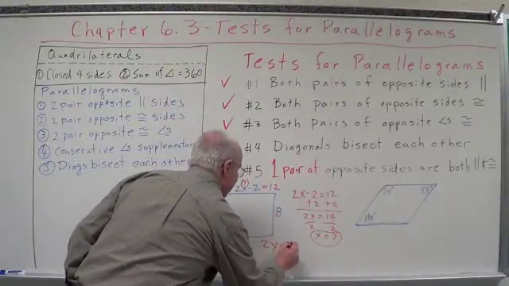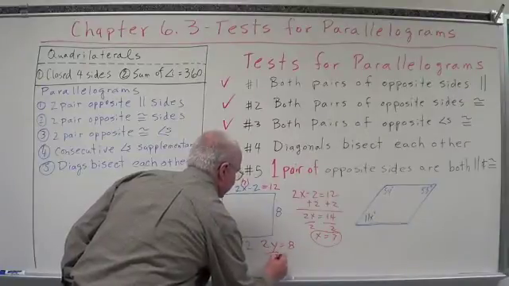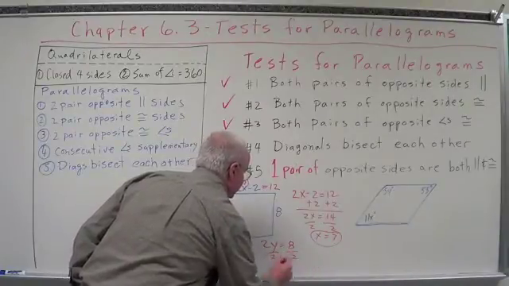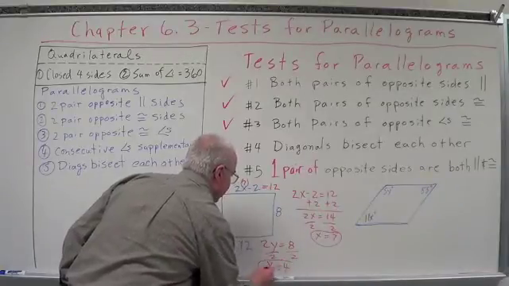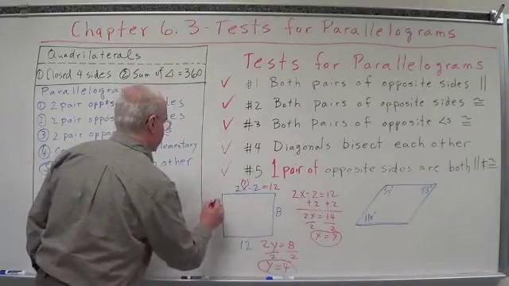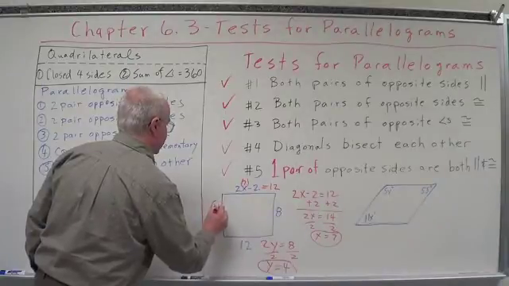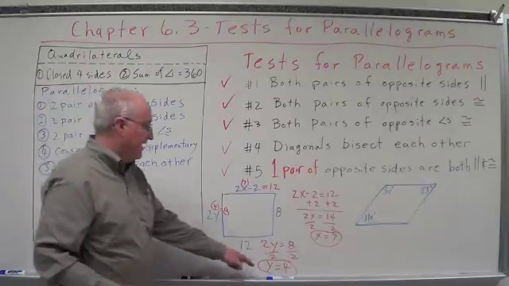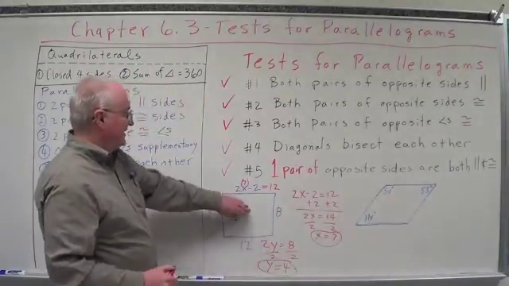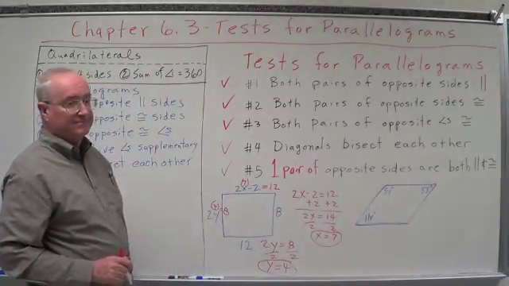Now, let's look at these two. 2y equals 8. Just divide by 2, divide by 2. We come up with y equals 4. 2 times 4 equals 8. We have found solutions for x and y so that this is a parallelogram.